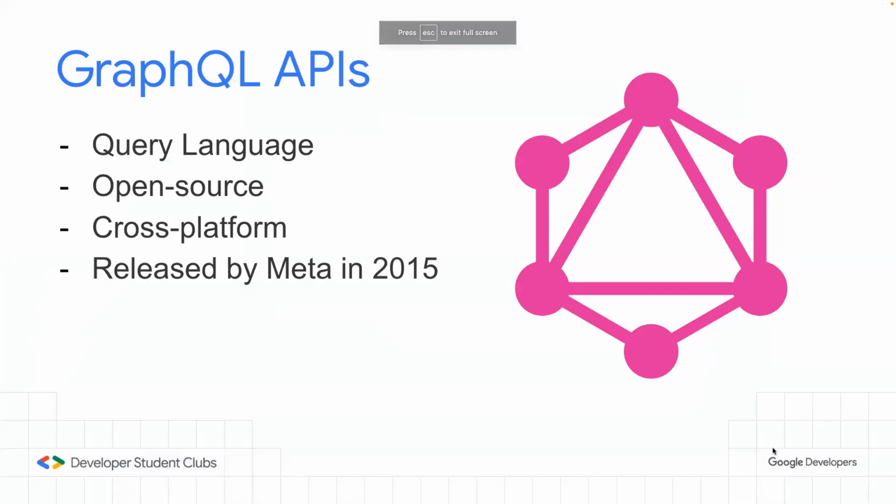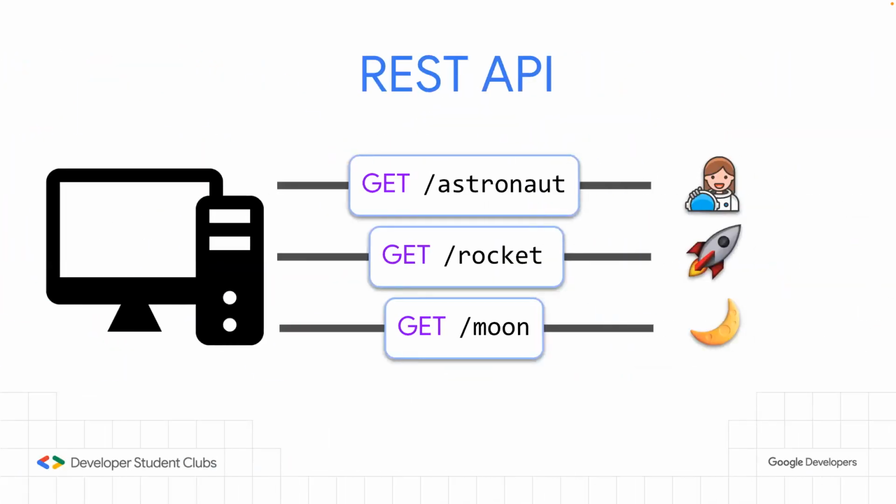So basically, some other types of APIs. GraphQL APIs are becoming really popular. They were released by Facebook or Meta in 2015. The QL stands for query language. It's open source, cross-platform, et cetera, all the good stuff. Here's a visual representation of how a REST API works. You have 3 different endpoints, and they all bring you different things.